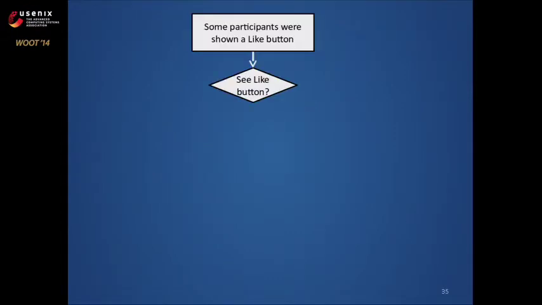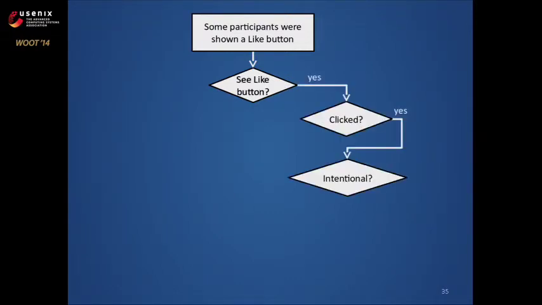So first we ask whether the user thinks he saw a like button. And if he did, the survey asks if he clicked on it and whether that was intentional. And if the player says they didn't see the like button, it just asks if they would approve if they saw this game on their newsfeed.